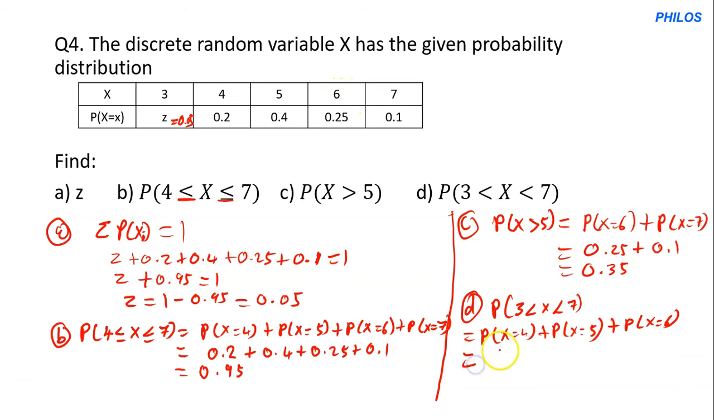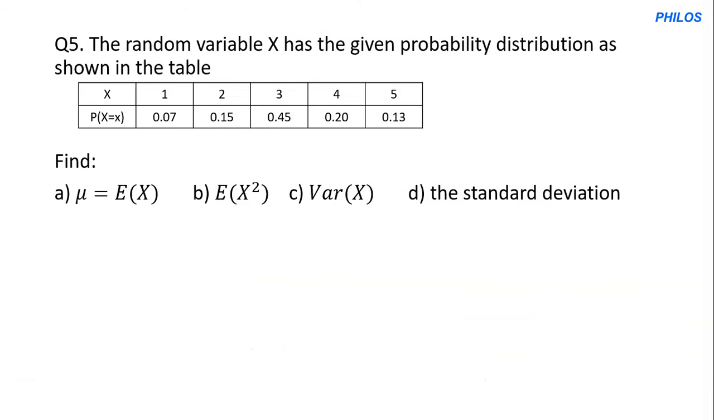What is the probability of getting exactly 4? It is 0.2, plus exactly 5 is 0.4, plus exactly 6 is 0.25. So 0.2 plus 0.4 is 0.6, plus 0.25, we have 0.85. So the answer for question D is 0.85. Now let's proceed to the next question.